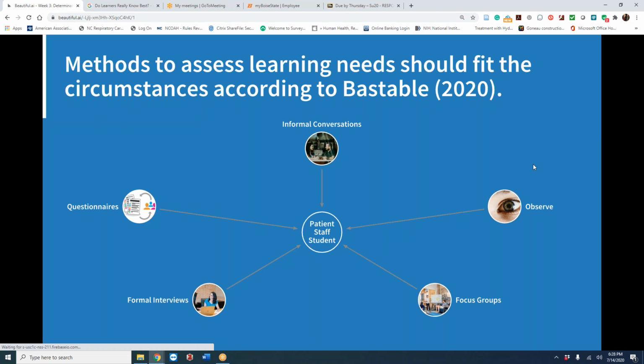But there are different ways you can go about presenting information, but there's also different ways you can go about assessing the students. You just have to use your imagination as to how you want to do that.